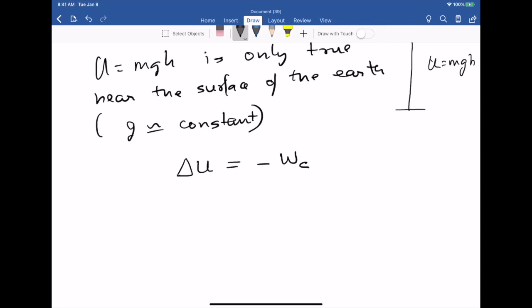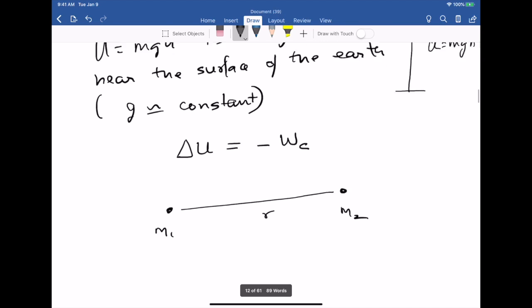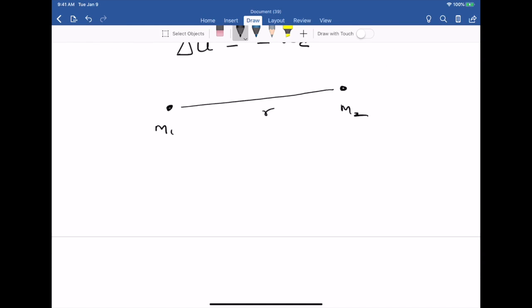Okay, so let me just write down the formula for gravitational potential energy. Suppose you've got two masses m1 and m2, and the distance between them is r. Then the gravitational potential energy of these two masses is going to be negative G m1 m2 divided by the distance between them. So two things to remember here are the negative sign, which I personally always forget, and that the denominator has an r and not an r squared, right? So that is the formula for gravitational potential energy.